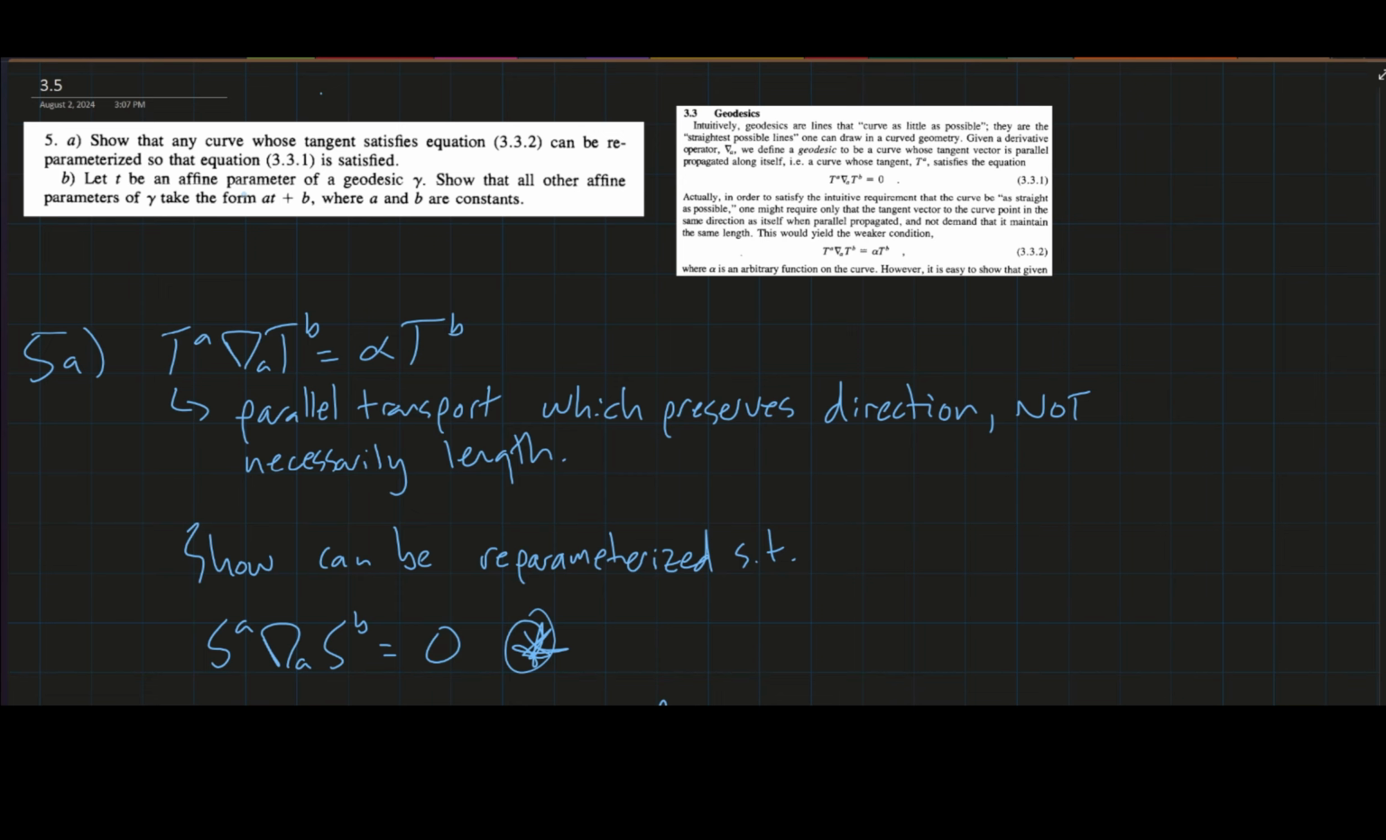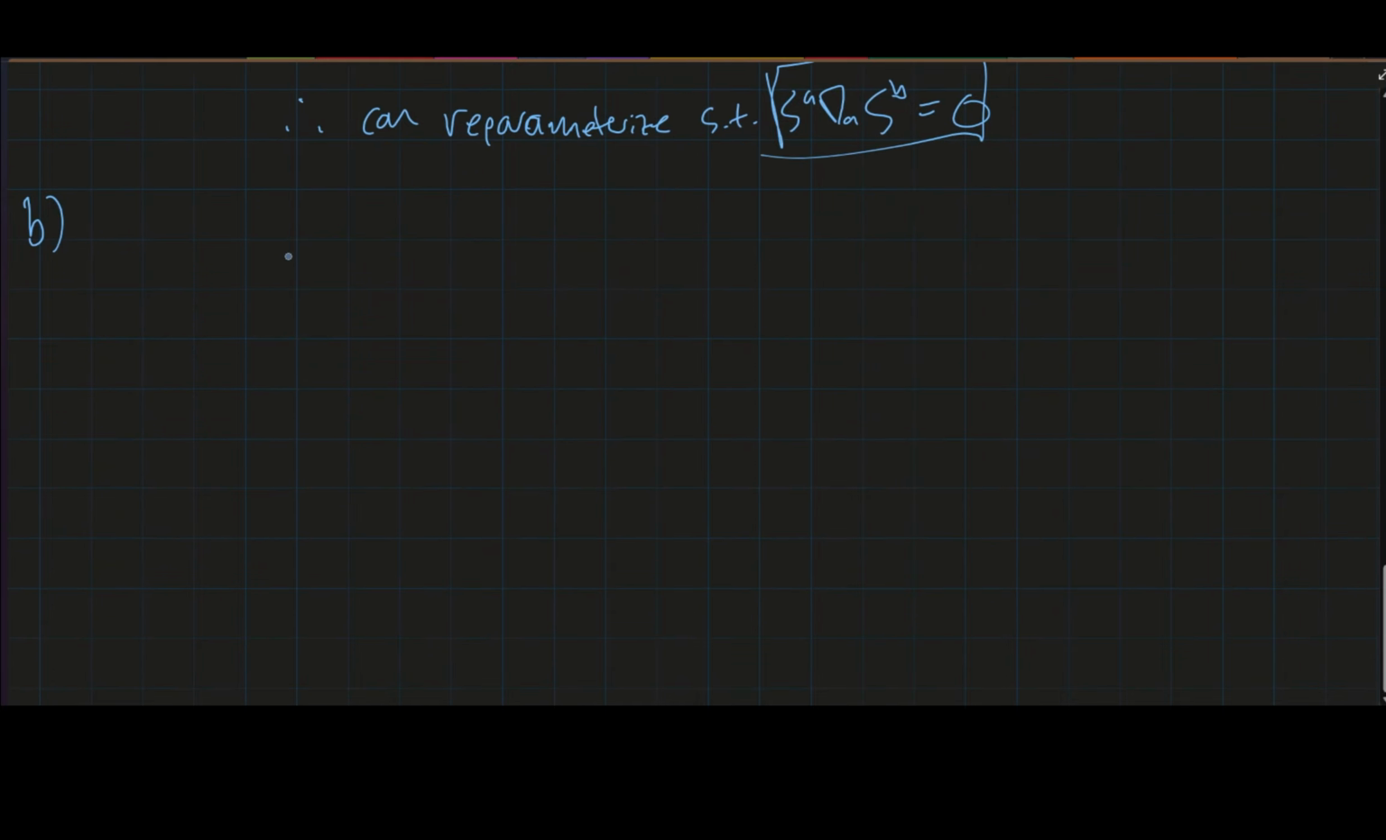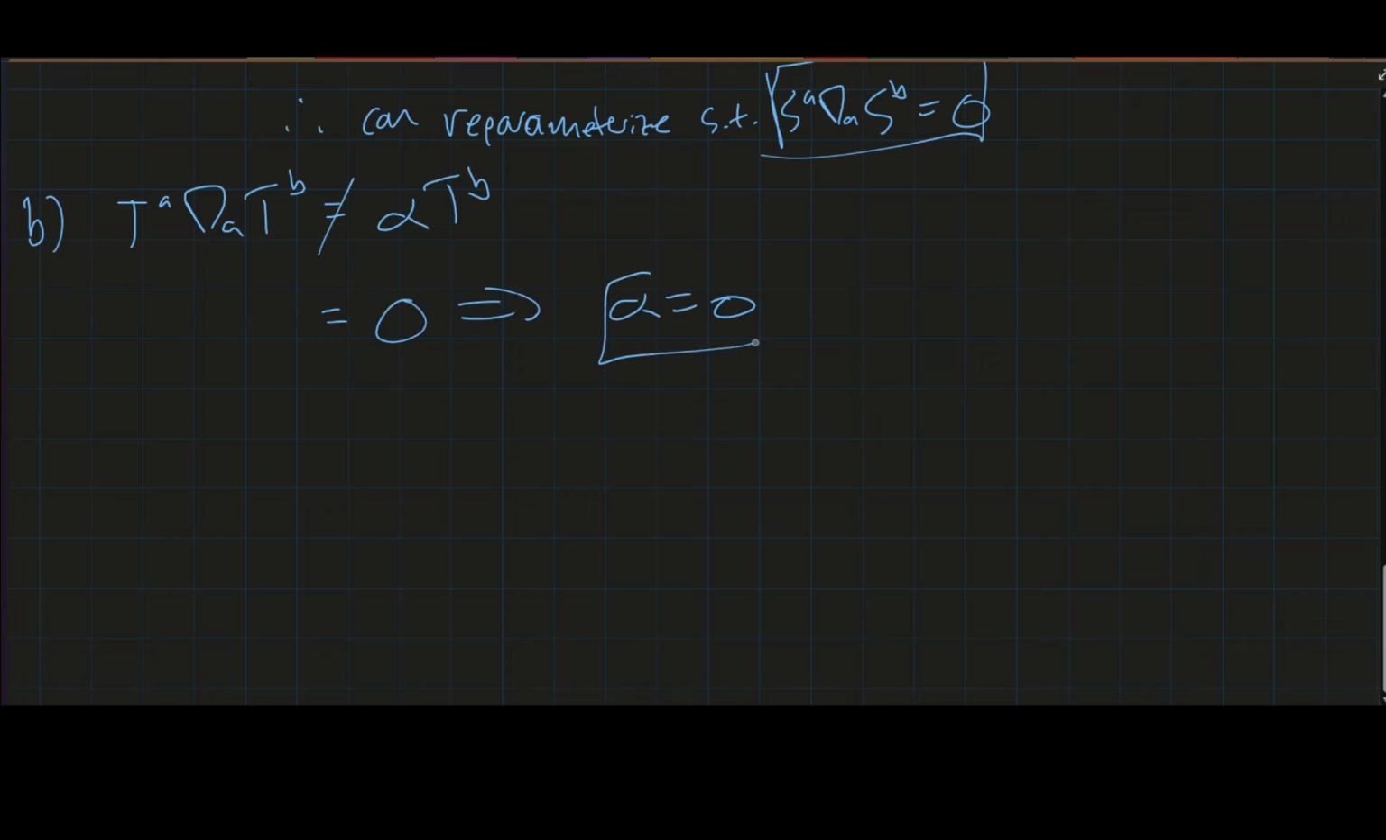So if we're talking about an affine parameter of a geodesic, that means that the tangent vectors to the curve are no longer going to be like this. So remember this from part A, we had equals alpha T^B. So this is no longer true in general, because little t is an affine parameter to the geodesic. This has to equal 0, which implies for us that alpha equals 0. Although we still have the same relationship for S, so our tangent vectors under the other parameterization still have the relation they did from part A.